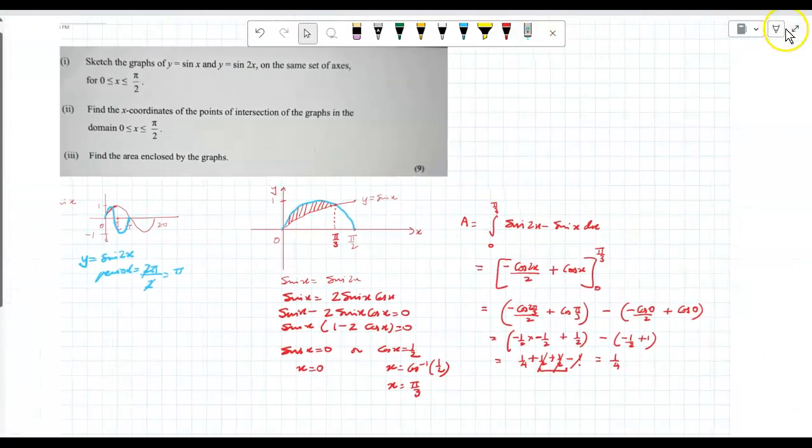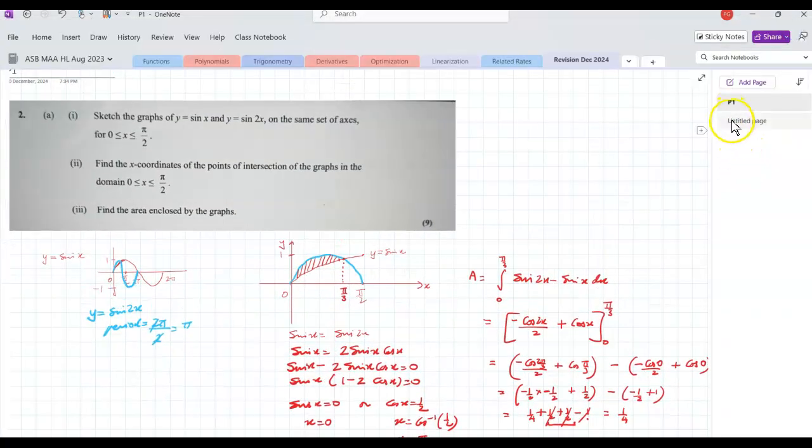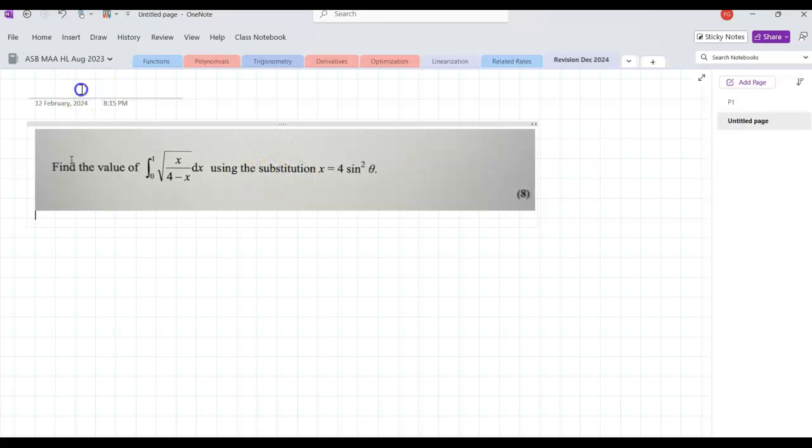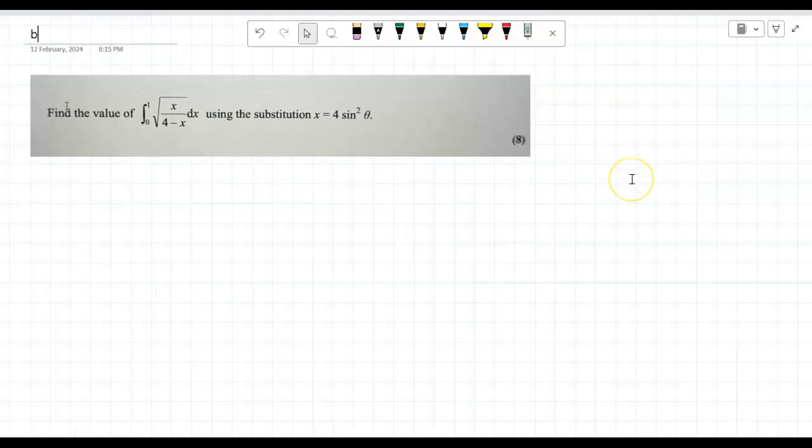Then next part. That was the hard part. So this is the hard part. This is part B of this. So what will you do in this case? Substitute.